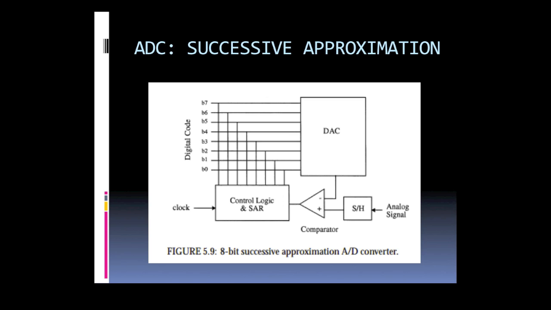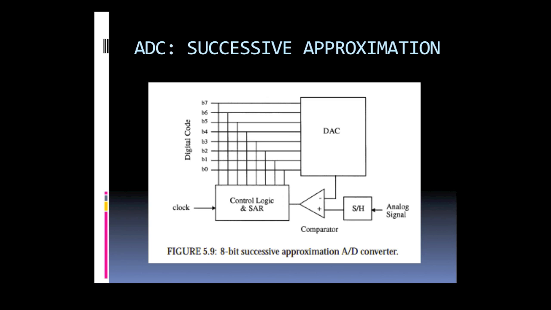A successive approximation A to D converter is formed via a feedback loop around a D to A converter. Figure 5.9 shows an 8-bit successive approximation A to D. The successive approximation register, or SAR, is initialized to a value where all bits are set to 0 except the MSB, which is set to 1. This is the mid-level value.